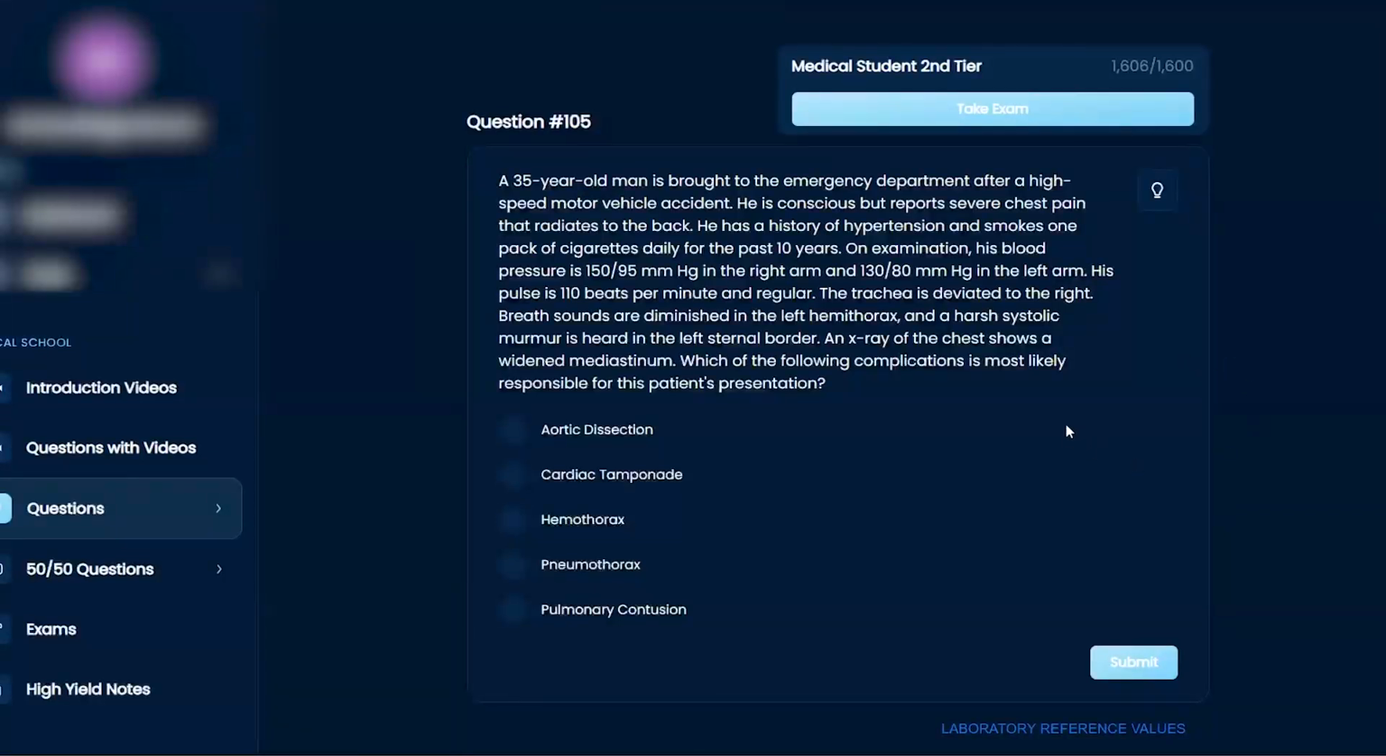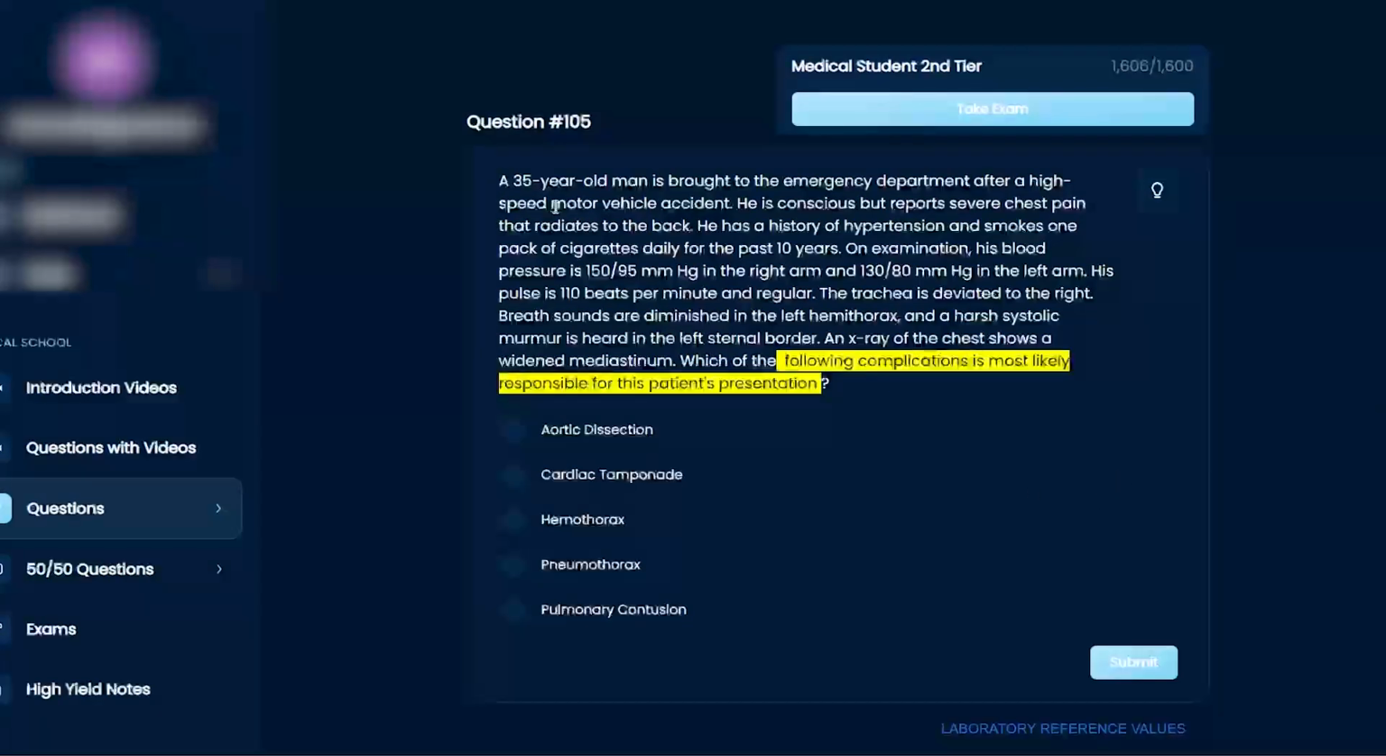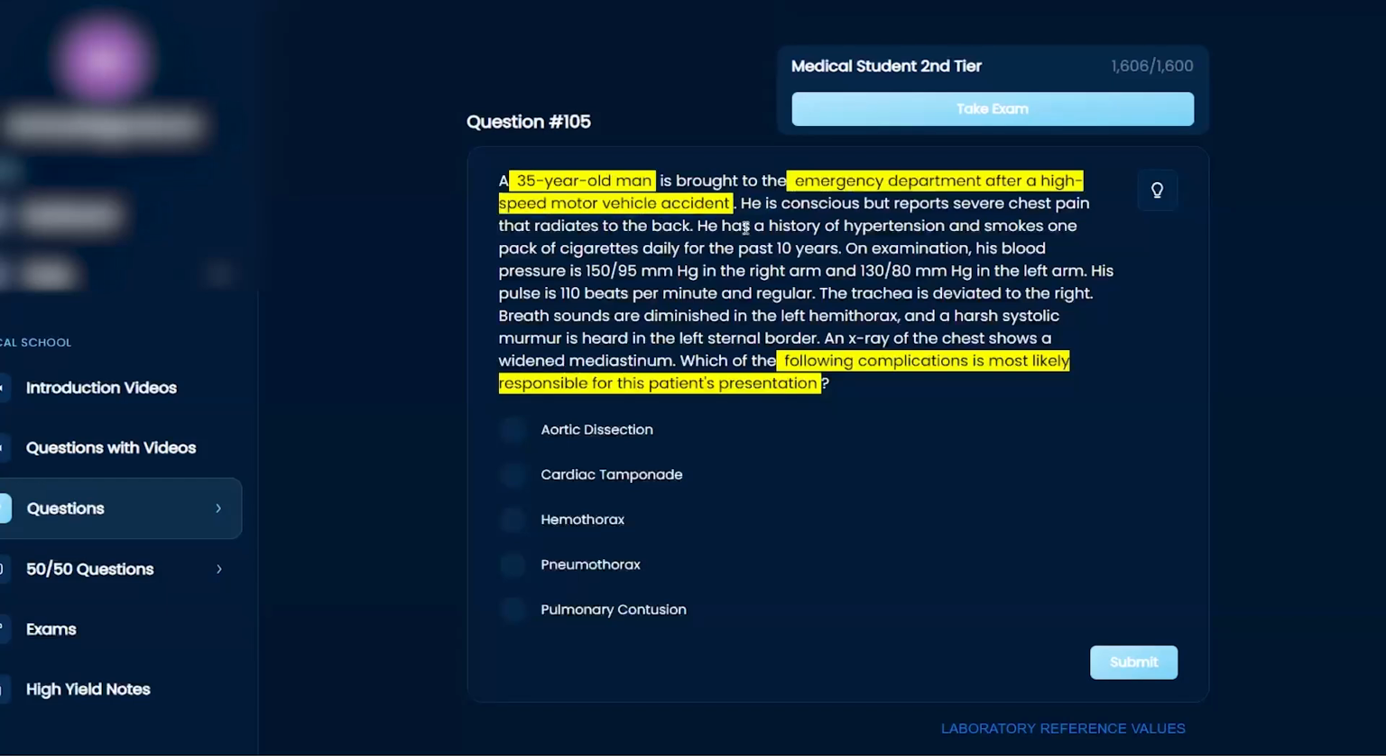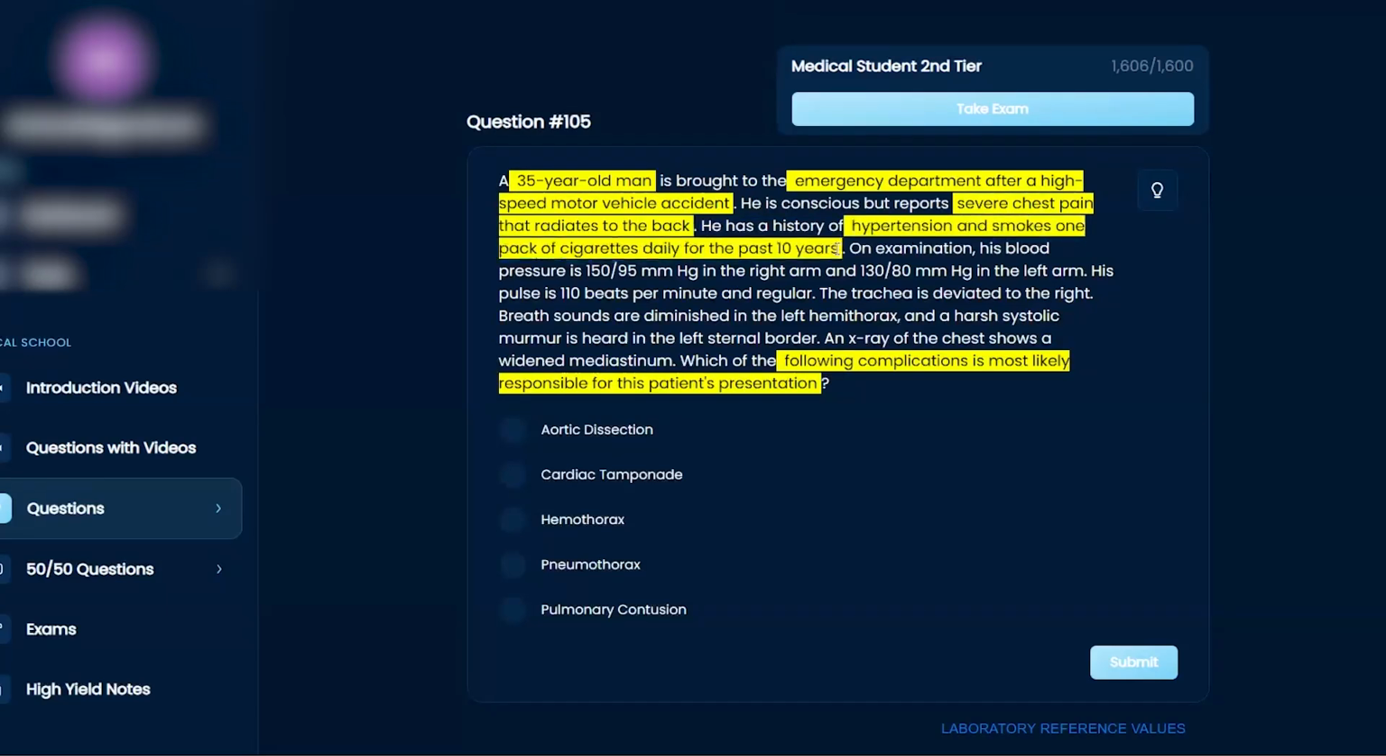Okay, so main question is, which of the following complications is most likely responsible for this patient's presentation? Choices are below. A 35-year-old man is brought to the emergency department after a high-speed motor vehicle accident. He is conscious but reports severe chest pain that radiates to the back. He has a history of hypertension and smokes one pack of cigarettes daily for the past 10 years.